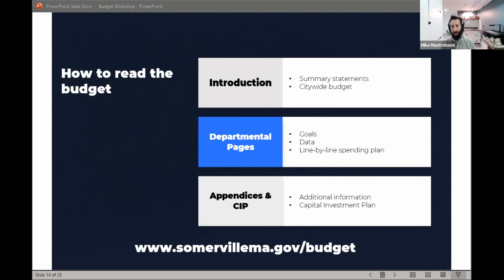And then some extra information at the back in the form of appendices and the capital investment plan, where you can find out more about the staffing that the city has. You can find out more about financial policies and other items like that. So, your first step should always be going to www.somervillema.gov/budget to start browsing.